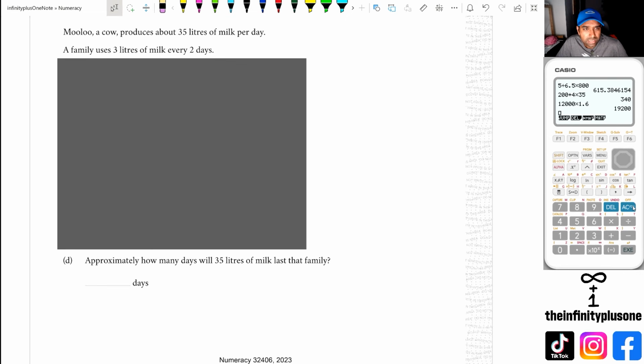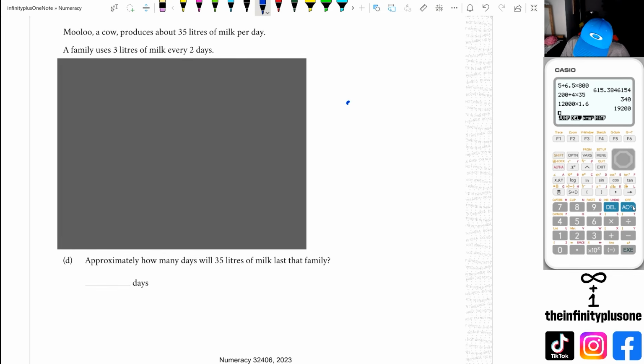A family uses 3 liters of milk every 2 days. Approximately how many days will 35 liters of milk last that family? So they use 3 liters for every 2 days. Now there's a couple of ways of doing this. You could actually find out how much milk they use per day.